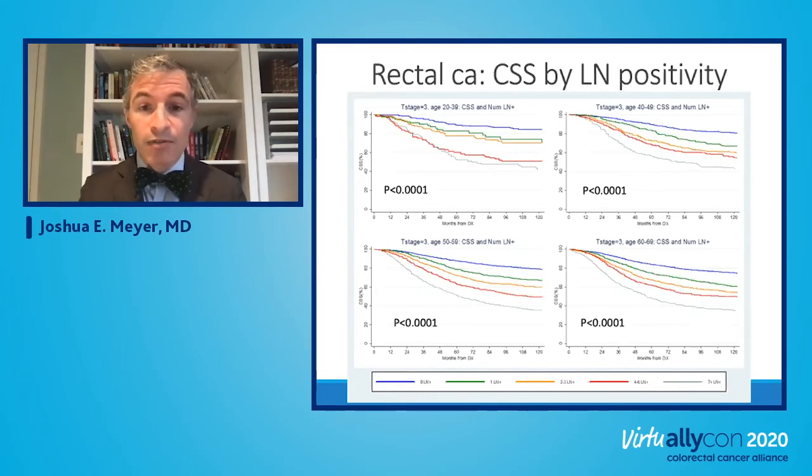And you can see in every age group, your survival goes down as the number of lymph nodes goes up. So it's not just that younger patients have a more vigorous immune system and you're finding these lymph nodes positive, but those are actually meaningful lymph nodes, and it makes a difference.